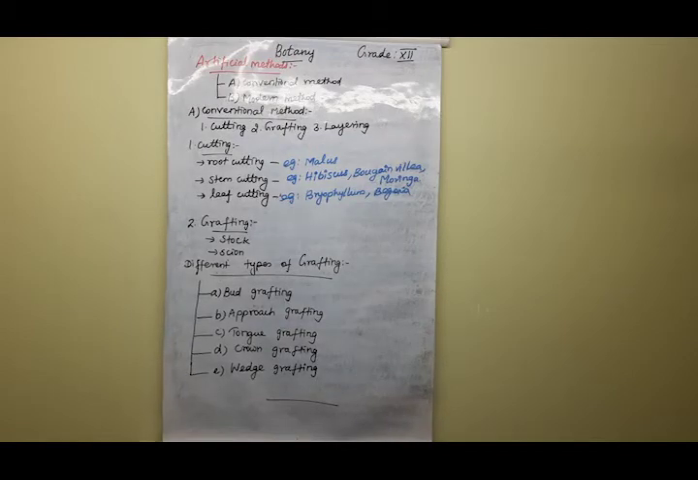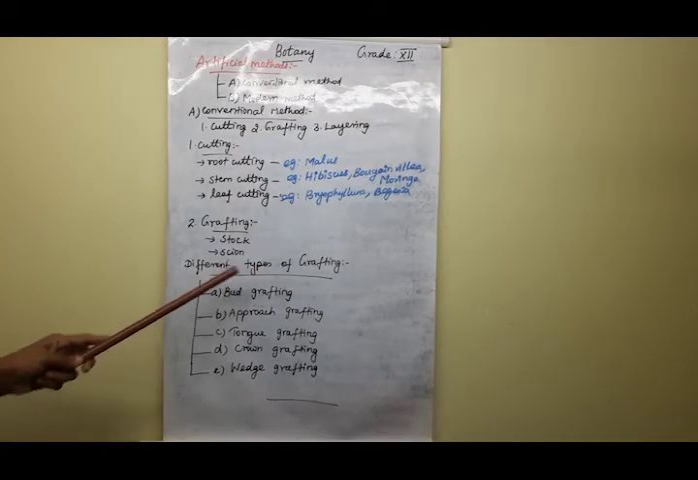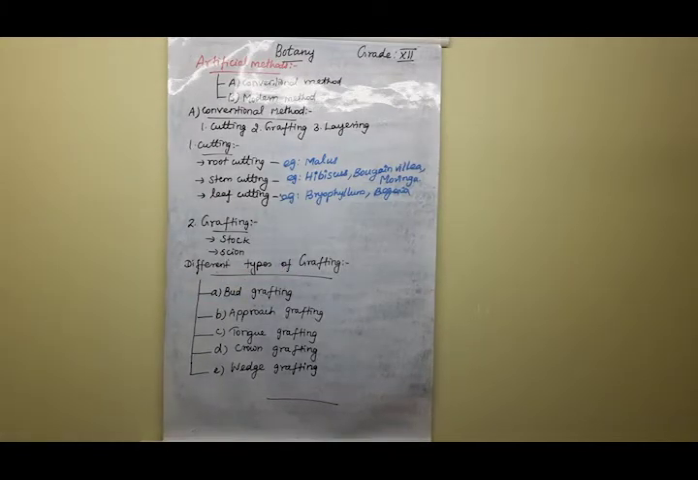For this method we can use many different varieties of plant species, right? Examples are mango tree, citrus plant, apple. These are certain examples of the plants. We are going to learn about the different types of grafting.